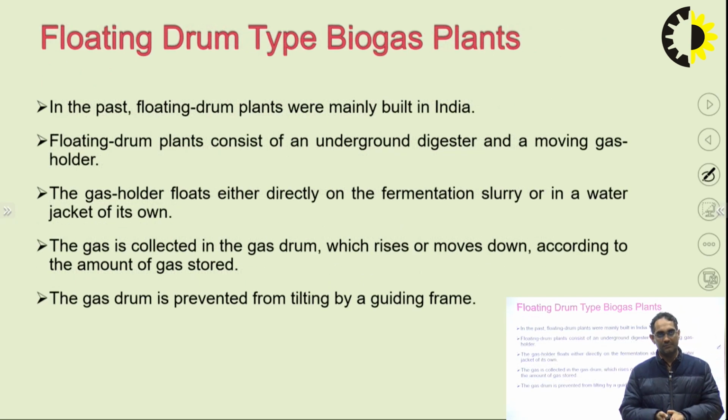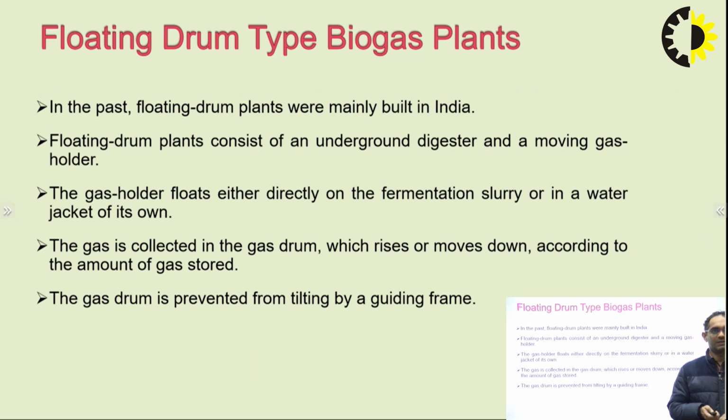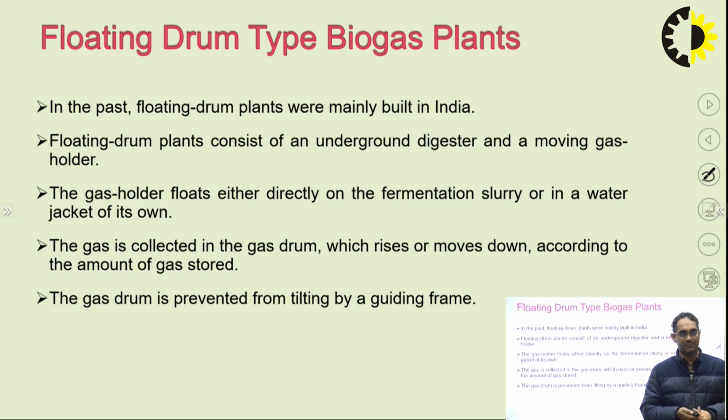Then, floating drum type biogas plants. The floating drum type plants were mainly built in India, and they consist of an underground digester and a moving gas holder. The gas holder floats either directly on the fermentation slurry or in a water jacket of its own, and the gas is collected in the gas drum, which rises or moves down according to the amount of gas stored.